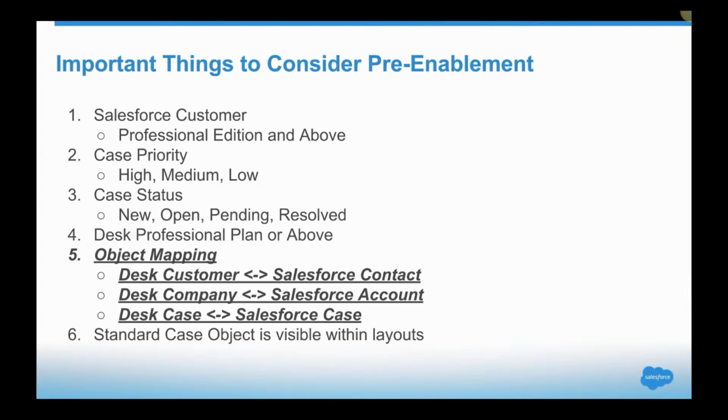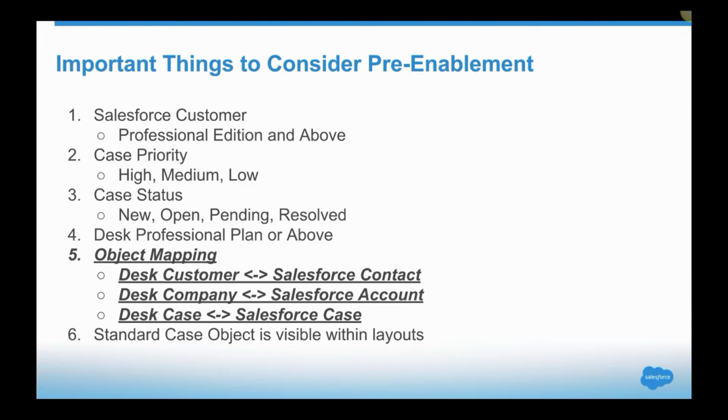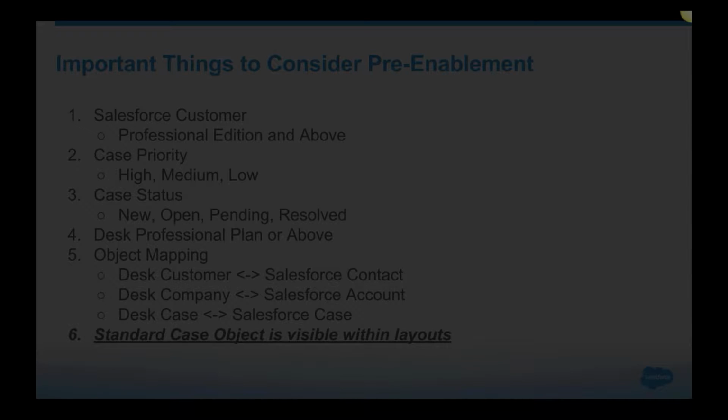Object mapping is very important to understand how the sync really happens. The Desk customer object syncs with the Salesforce contact, the Desk company syncs with Salesforce accounts, and Desk cases sync with Salesforce cases. And the standard case object is visible within layouts. I'll be showing that to you in the demo as well.